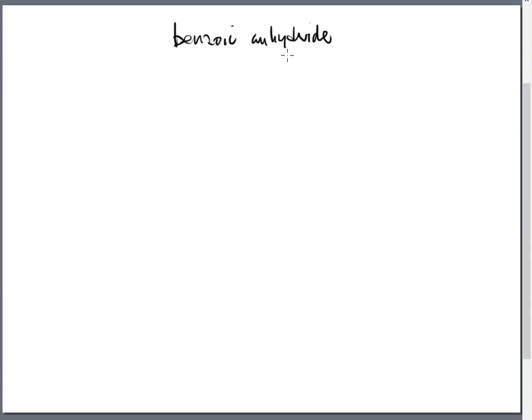So anhydride. Okay, well, we know at this point anhydride is a C double bond O, O, C double bond O. All right, there you go. Benzoic. Okay, well, I know that benzoic is probably going to have a benzene ring. And there's only one benzoic listed. I mean, it's not called dibenzoic anhydride. Okay, so that probably means that the same structure is on each side. And that's exactly what this structure is.